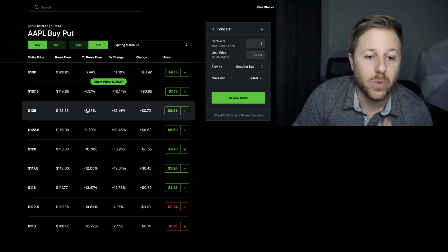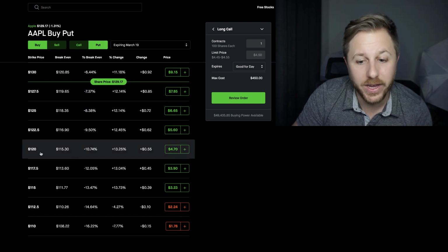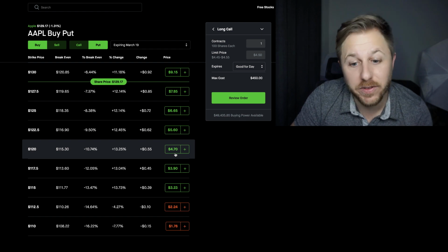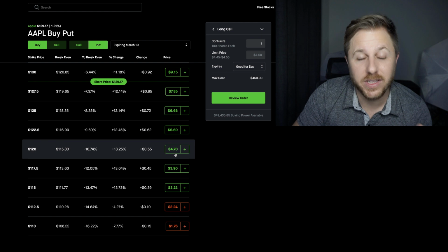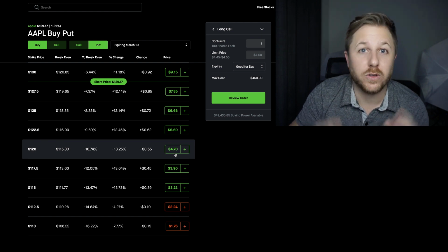So we would say we want to buy a put option of 120. So we would pay $470 for that one contract. It's the right to buy 100 shares. So we basically think that Apple is going to drop in price, or short the market.